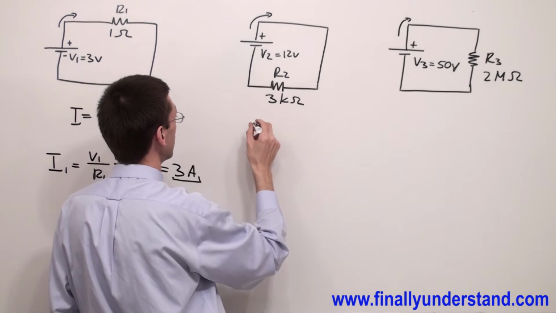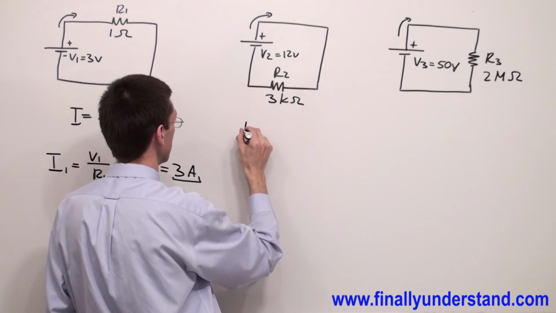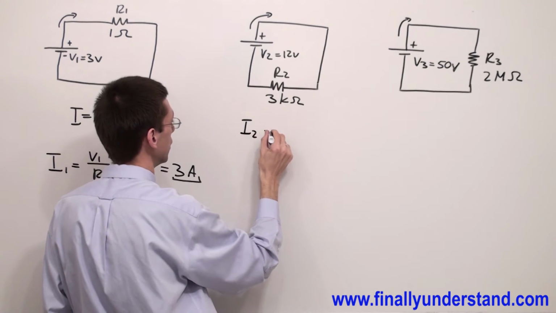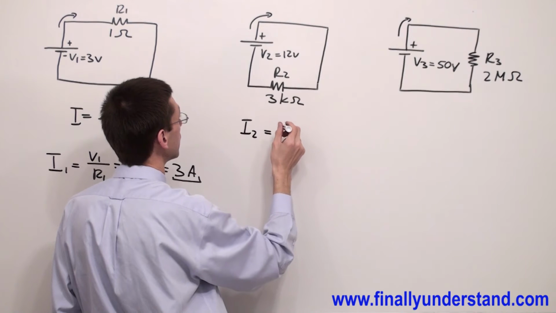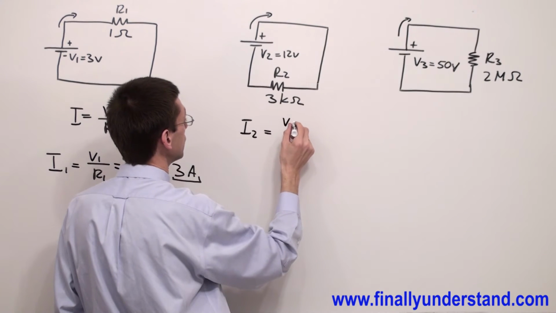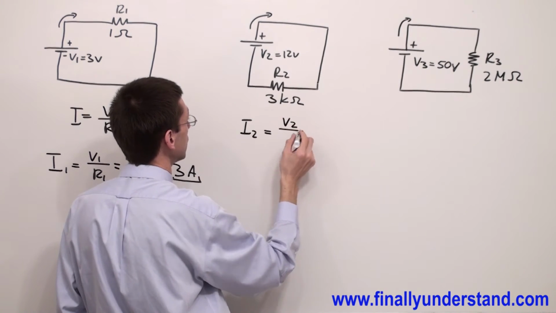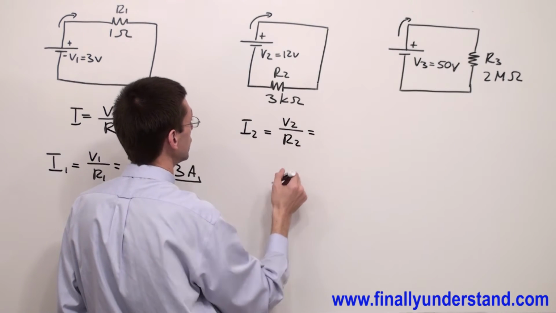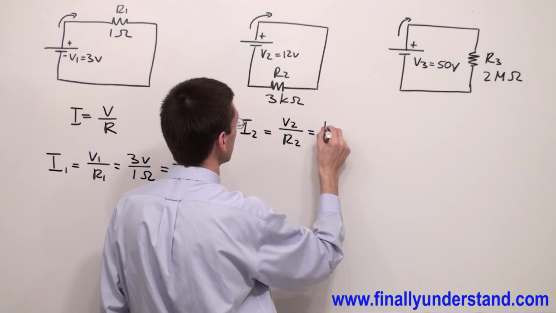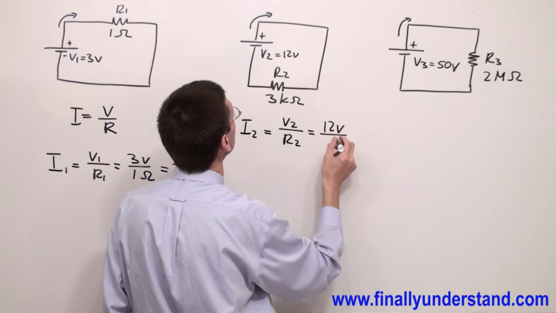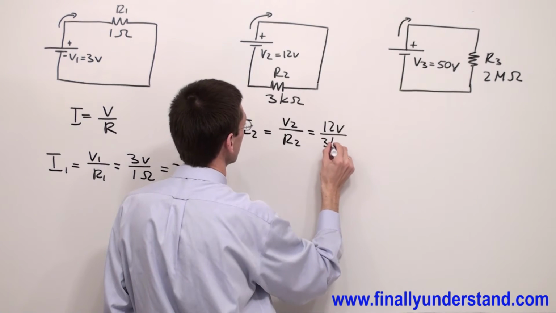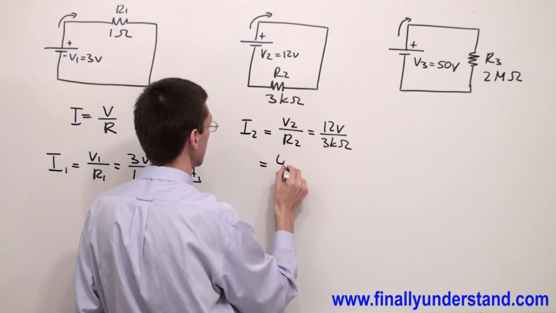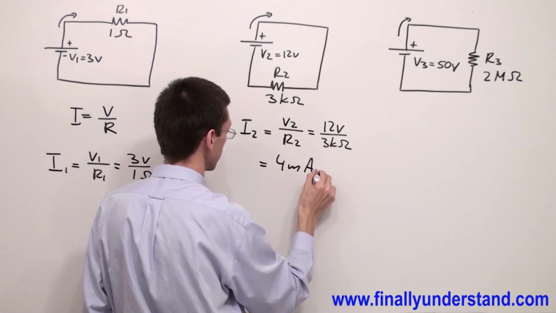In this case, I have to find current again, but because I have V2 and R2, I'm going to call this current I2. I2 is equal V2 over R2, which is equal 12 volts over 3 kilo ohms. This is equal 4 milliamps.